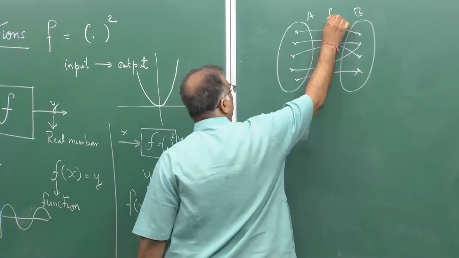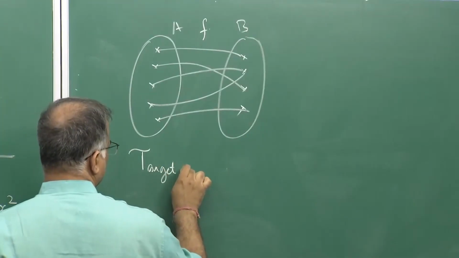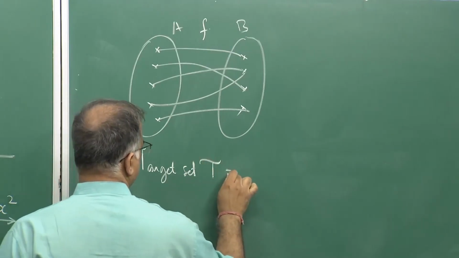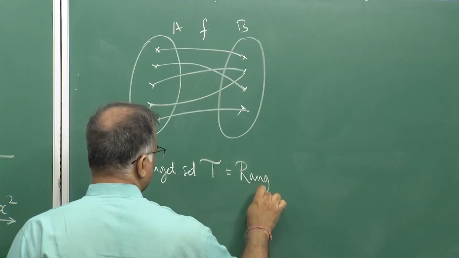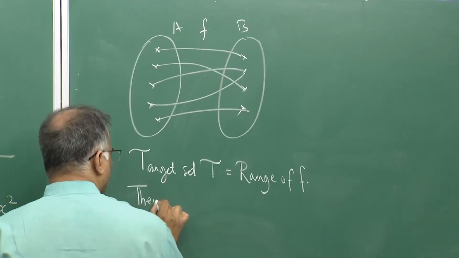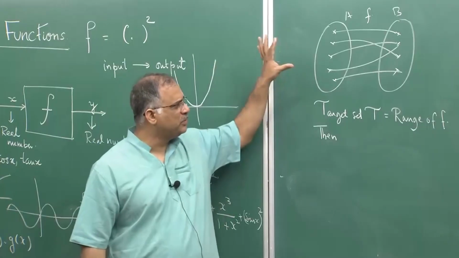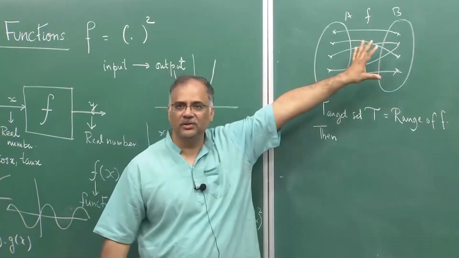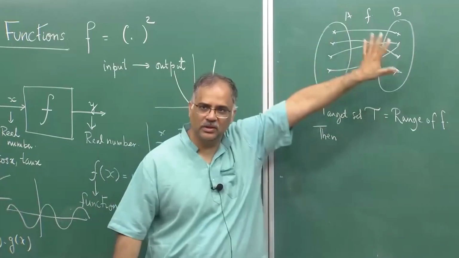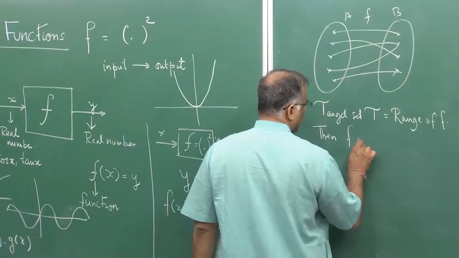So, f is the rule here. If the target set T is equal to the range of f, then f is called a surjection or an onto mapping. Surjection comes from a Latin word which means to throw one thing on the other. So, you are throwing the whole thing on this, that is the meaning of surjection. Then f is called a surjection.